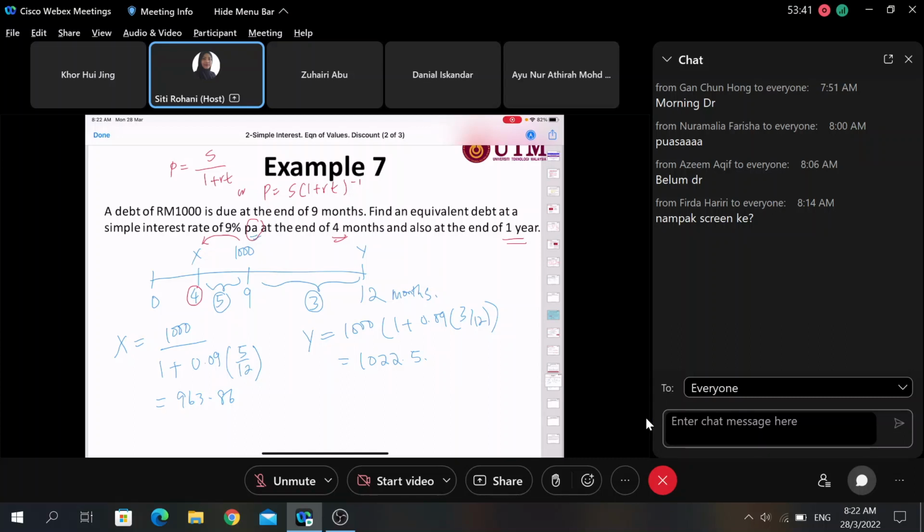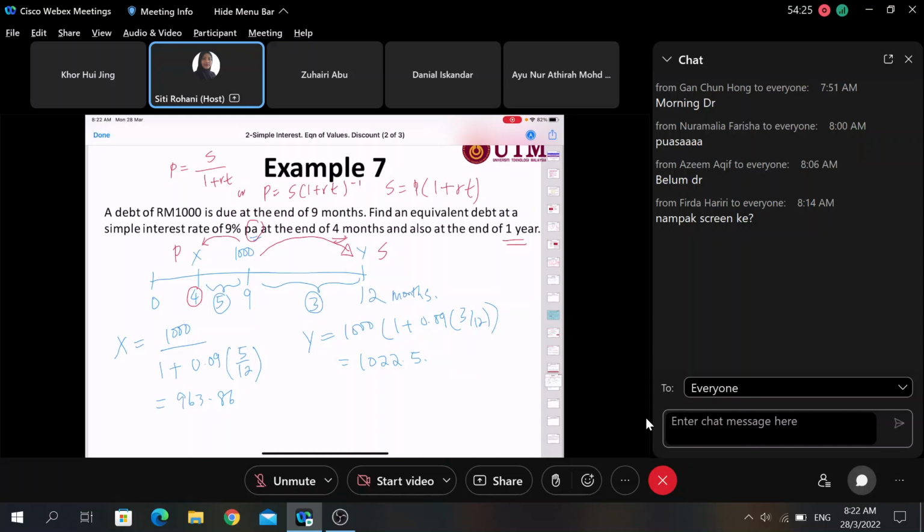And the other one, they want you to find at the end of 1 year. So at the end of 1 year, that means another 12 months. So here you need to move this 1000 forward. If you find the money forward, that means you need to find your S. So the formula of your S is P times 1 plus RT. Again your P is 1000.